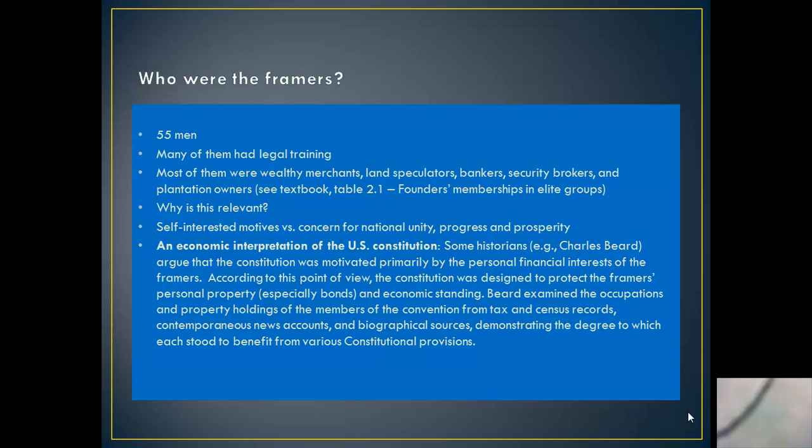This is often referred to as an economic interpretation of the U.S. Constitution. The idea that the Constitution was motivated primarily by the personal financial interests of the framers. So according to this point of view, the Constitution was designed to protect the framers' personal property and economic standing.